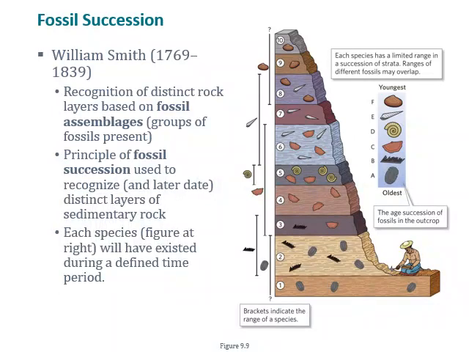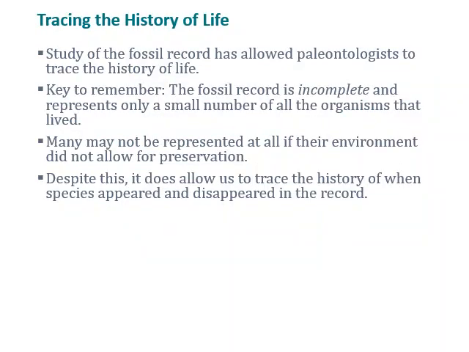Study of the fossil record has allowed paleontologists to trace the history of life on Earth. But it's important to remember that the fossil record is incomplete and represents only a small number of the organisms that have lived. Many organisms may not be represented at all if their environment didn't allow for preservation. This is a concept called preservation bias. Despite this, it does allow us to trace the history of when species appeared and disappeared in the fossil record and the geological record.